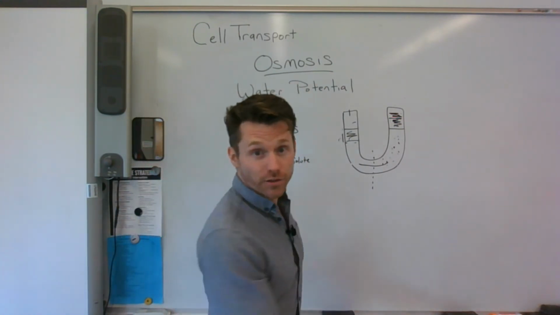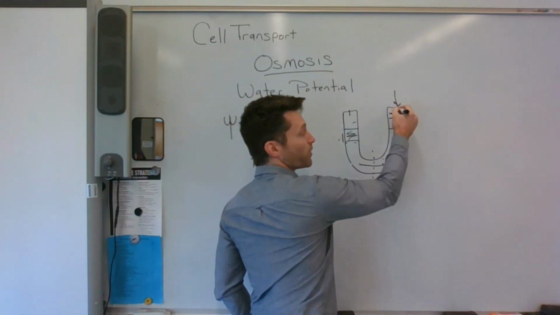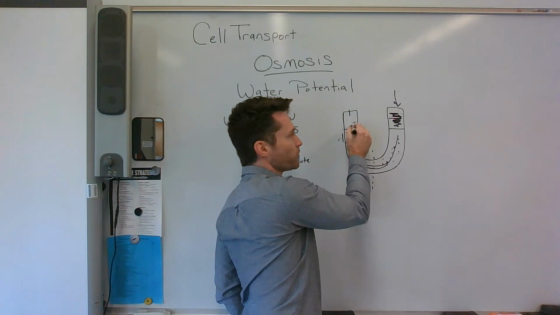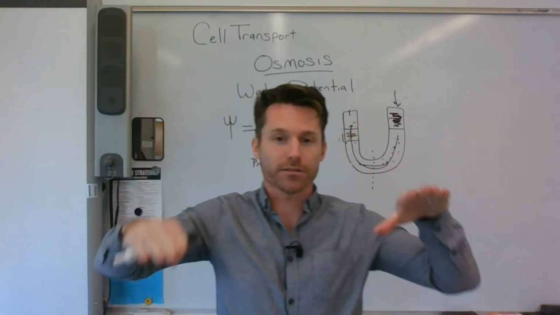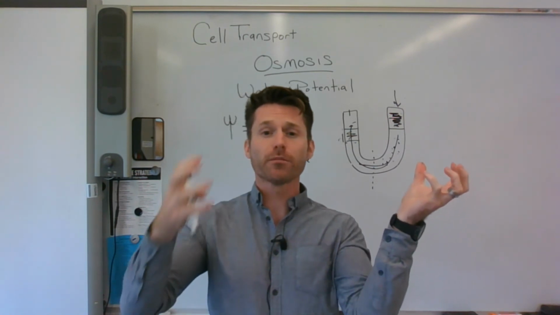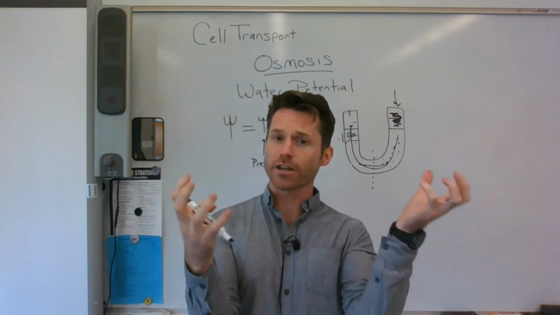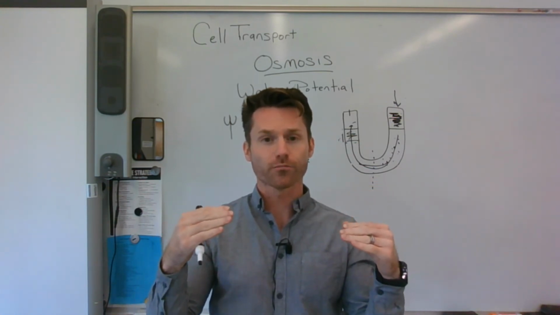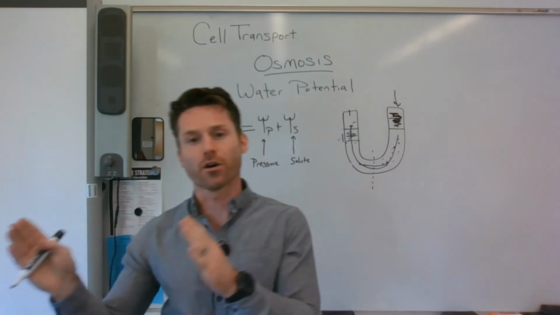Now, I could also increase my pressure here. So I take a syringe and I push back down, and I'll move the water back this way, and then there'd be this balance. So the amount of pressure that I'm putting on either side, combined with the amount of solute concentration that I have on either side, work together to form this water potential. It's deciding which way the water is going to move.